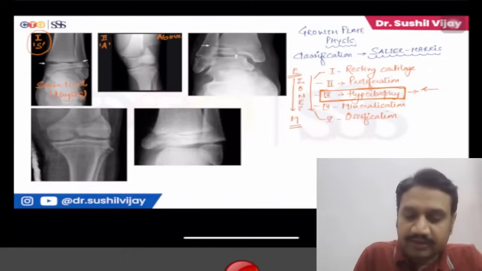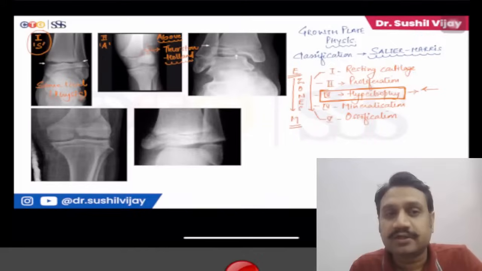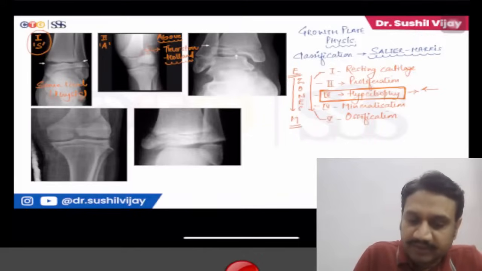What is the area above the physeal area? So the physis and a fragment of the metaphysis, right? This section of the bone here, this fragment of the bone, is called the Thurston Holland fragment, which is seen in type 2. Perfect. Okay, so Divya is absolutely right.